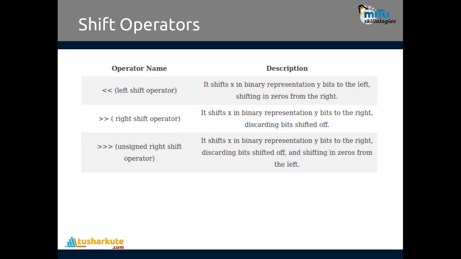Okay, this is the last category, one more operator we can see, the unsigned right shift operator. It shifts x in binary representation by y bits to the right, discarding the bits shifted off. Shifting zeros in from the left will not be there. So that's how the operators are used. Operators are very regularly used in all kinds of programs that you write in Java, because without operators, operations are not possible. Whenever you have to do operations, you make use of them.